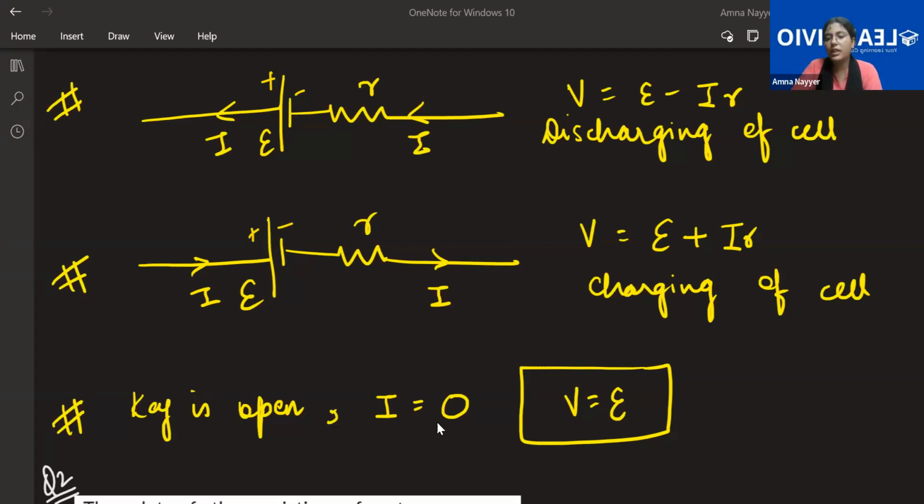And this is very important. When the key is open, I is 0 and V is 0. See, when the value of current is 0, in this equation V is equal to E minus Ir.